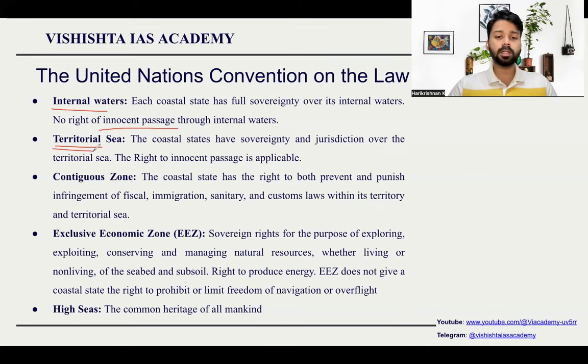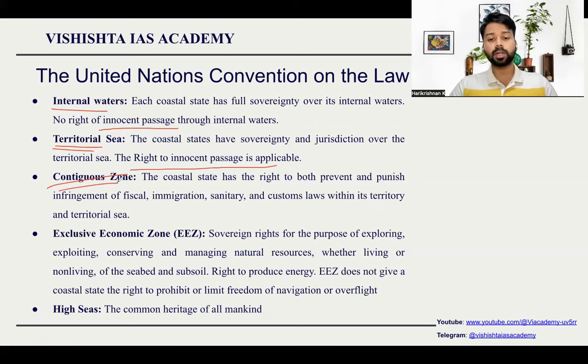Territorial sea, that is until the 12th nautical mile. Coastal states will have complete sovereignty and jurisdiction over the territorial sea and any resources that come under it. However, the right of innocent passage is applicable. It's not about any other ship from any other country coming and anchoring there. It is just about passage. So if a ship wants to use the water to cross to some other country, we have to provide the passage.